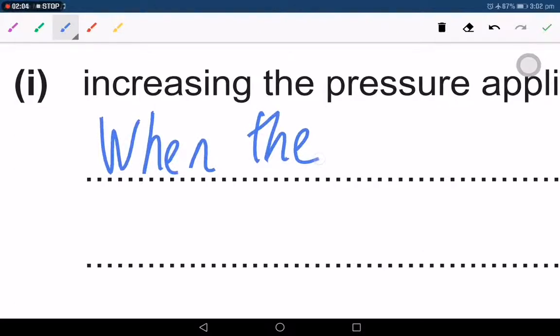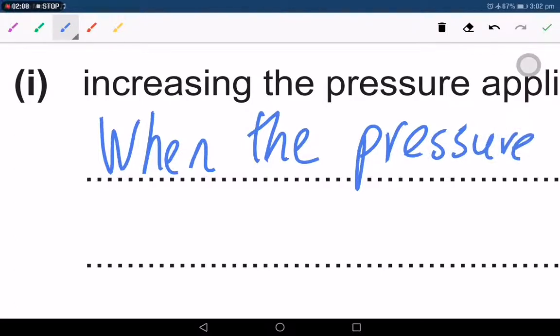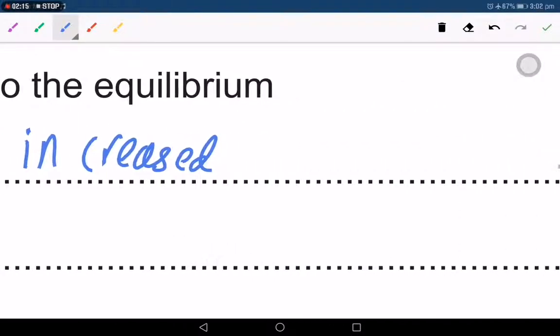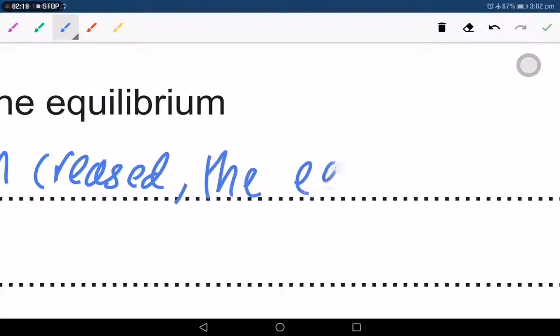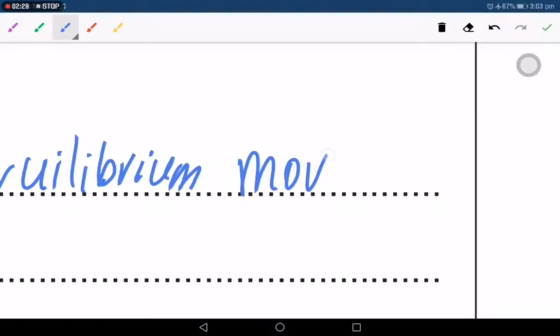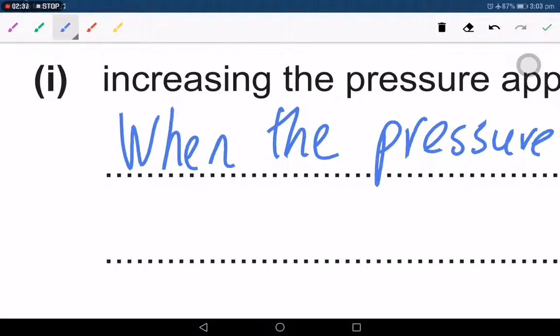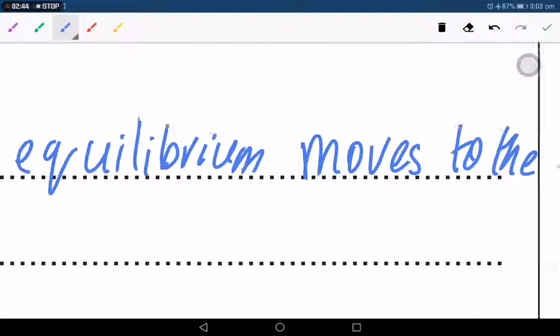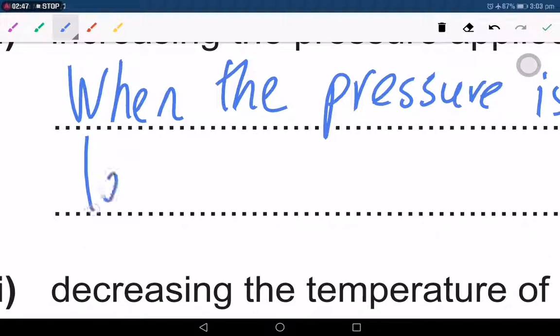when the pressure is increased, the equilibrium moves to the left, right? Whenever you increase the pressure, there are only two gaseous moles on the left and four on the right, so it moves to the left. Now, I don't have to mention anything about the yield, because they've asked about the equilibrium position. We just told them about the equilibrium position. It moves to the left.